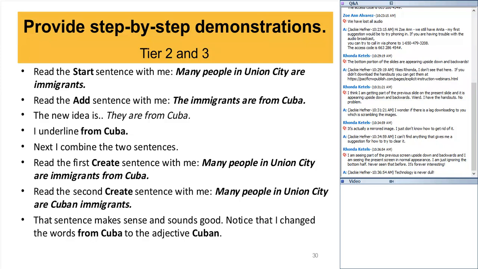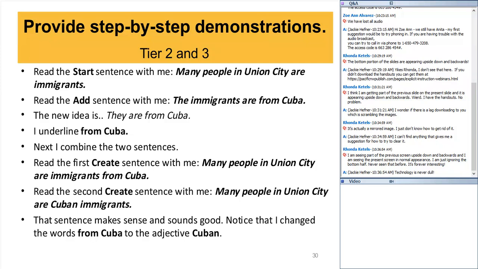So the teacher says, read the start sentence with me. Everybody read along with me. Many people in Union City are immigrants. Okay? Then read the add sentence with me and do it with me, everyone. The immigrants are from Cuba. And then the teacher, remember this is demonstration. Demonstration is show and tell, but it also sometimes requires responses from the students just to keep them present. So that's why we had them read it with us.